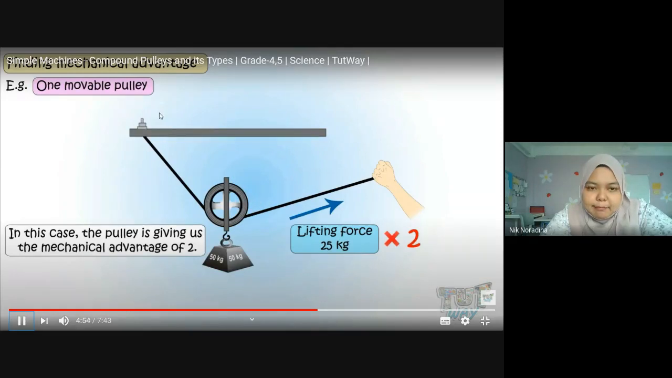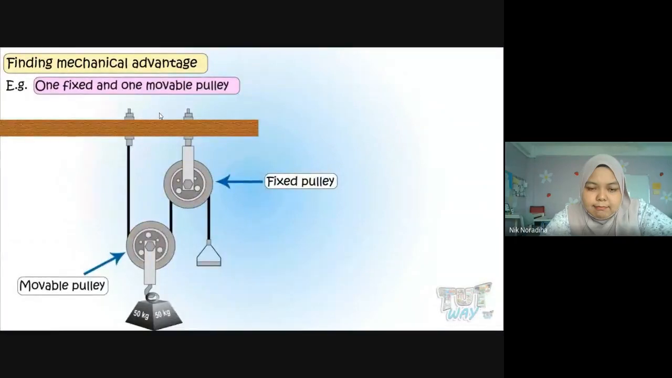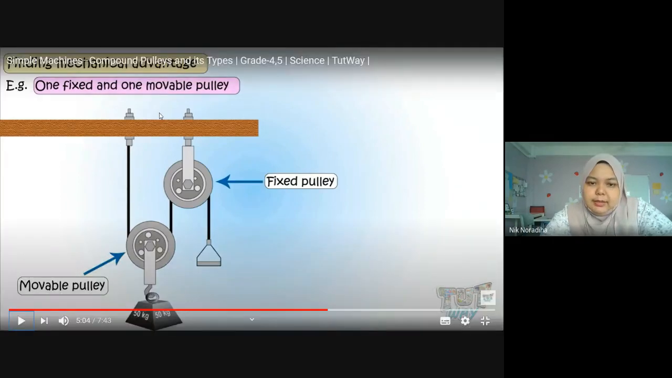Next example. Here we have one fixed and one movable pulley. That is a block and tackle system. As your information, the other name of the block and tackle system is compound pulley. Compound means more than one. As you can see on your screen now, we have two pulleys, one and two here. More than one pulley, we call it a compound pulley.